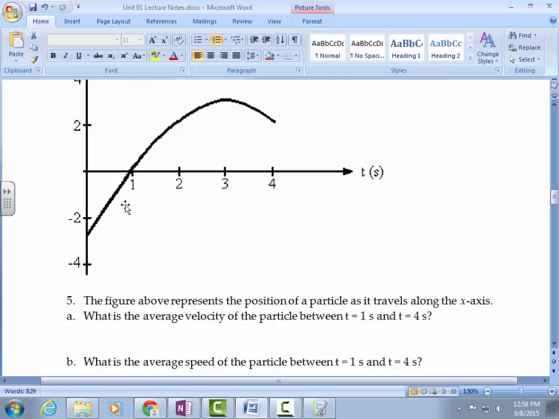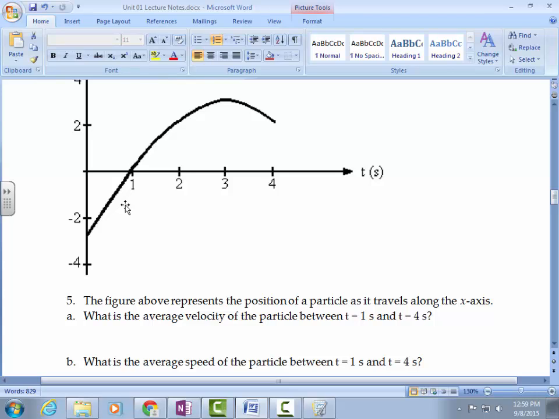So what was the procedure I said for finding distance? You have to go and index every single point in which there was a change in direction. So where is there a change in direction? At what time? At t equals 3, right? So now, what is the distance it traveled?